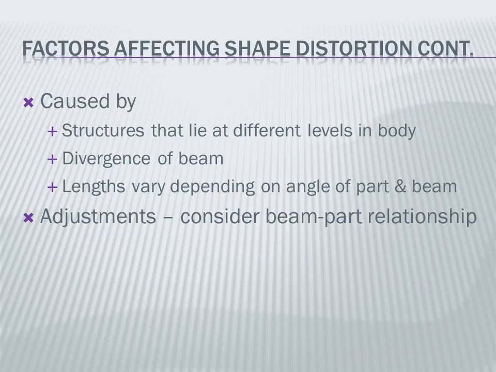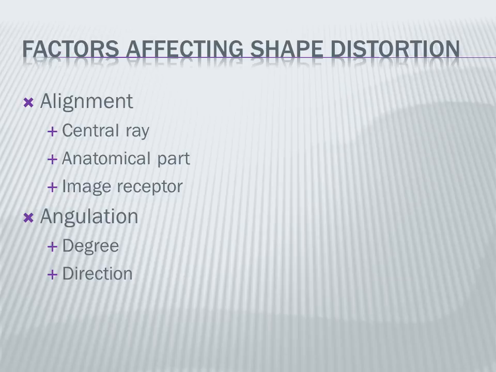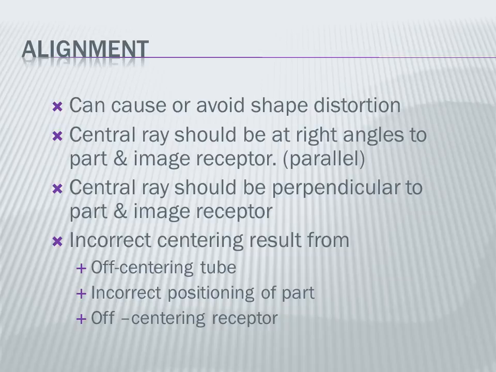So it's caused by structures that lie on a different level in the body, divergence of the beam; lengths may vary depending on angle and part of the beam. Adjustments: consider beam-part relationship. So other factors affecting shape distortion are alignment and angulation. Alignment is going to be central ray, anatomical part, or image receptor, and angulation is degree and direction. Alignment can cause or avoid shape distortion due to poor or proper positioning of the tube.